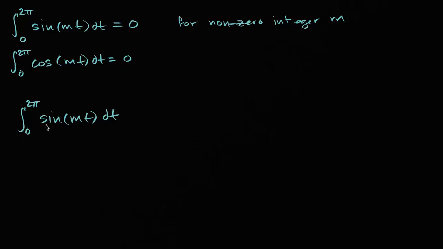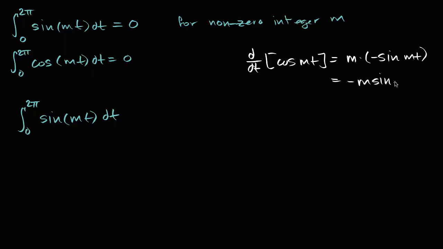Now we want to take the antiderivative of sine of mt. We know that the derivative with respect to t of cosine mt is equal to m, the derivative of mt with respect to t, times the derivative of cosine mt with respect to mt, so times negative sine of mt. This is equal to negative m sine of mt. So I almost have negative m sine of mt, I just don't have a negative m here.